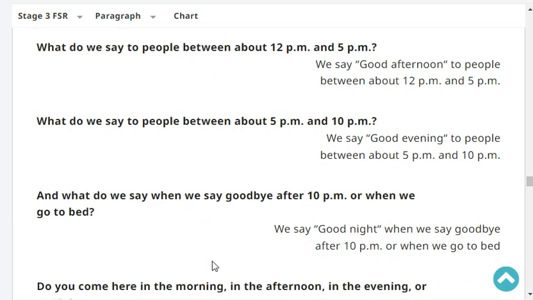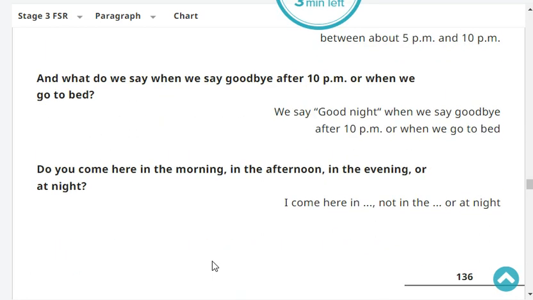Very good. What do we say to people between about 5 p.m. and 10 p.m.? We say good evening to people between about 5 p.m. and 10 p.m.